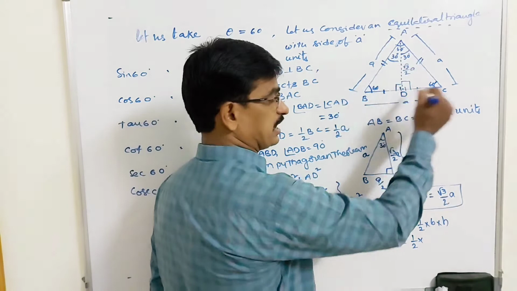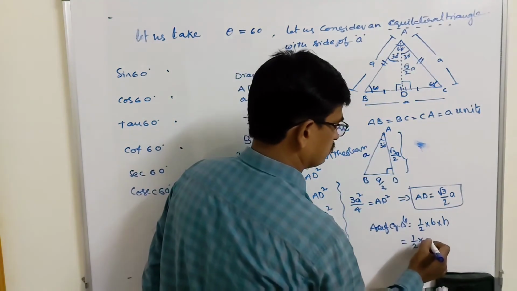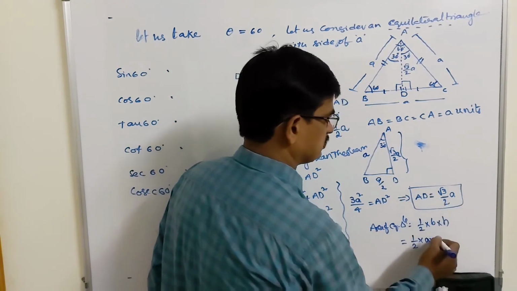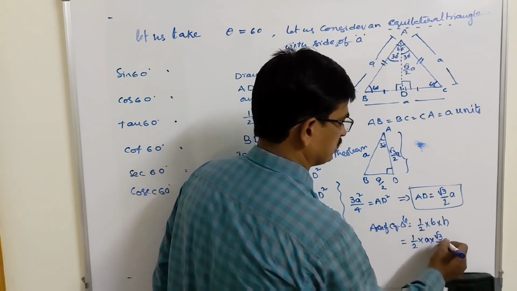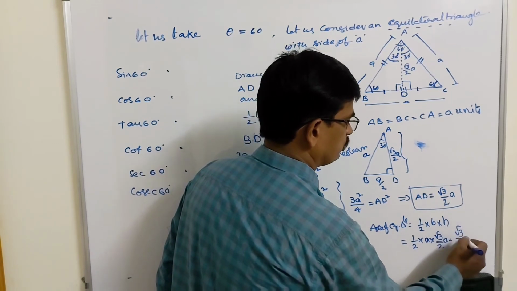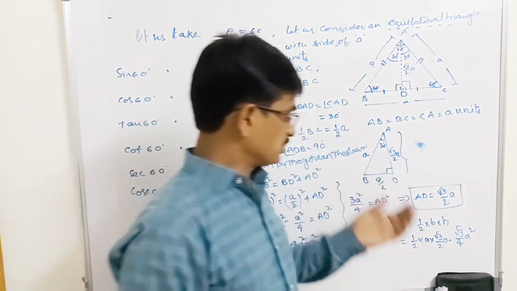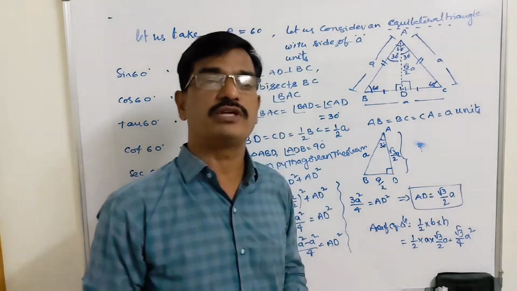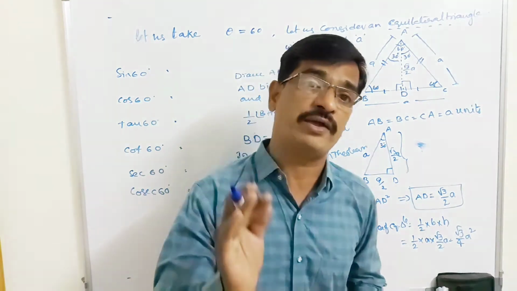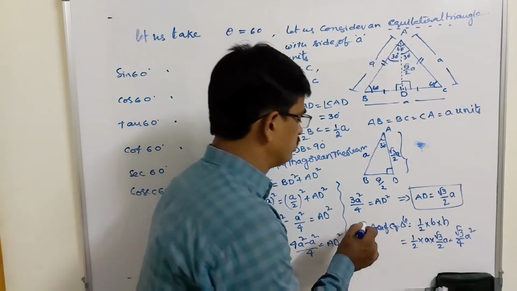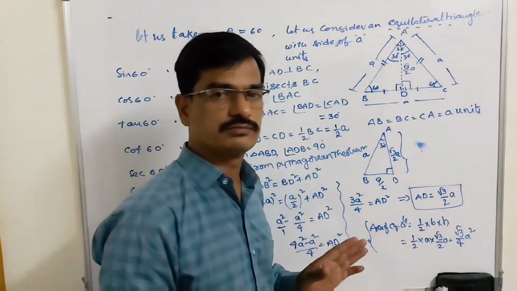BC, equilateral triangle. BC is what? A into H is root 3 by 2 into A. That is, finally we get root 3 by 4 A square. Okay. They may ask in long answer questions also, prove that area of an equilateral triangle is root 3 by 4 a square. That means you should just add these two steps.